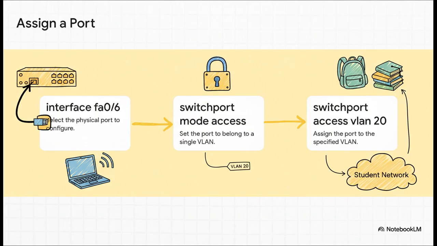You just hop into the specific interface you want, let's say Fast Ethernet 0/6. Then you tell it to be an access port, which just means it's dedicated to one single VLAN. And finally, you assign it, switchport access vlan 20. Done. Any computer you plug into that port is now on the student network.